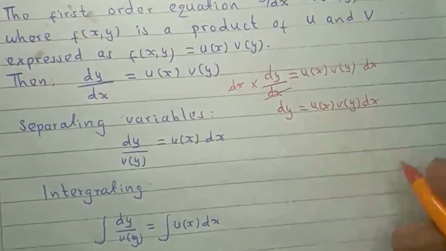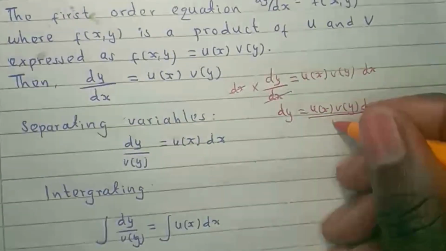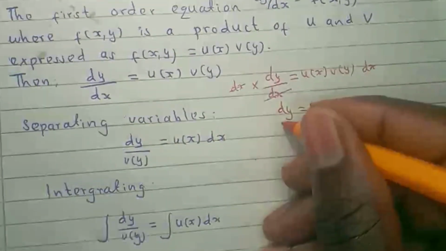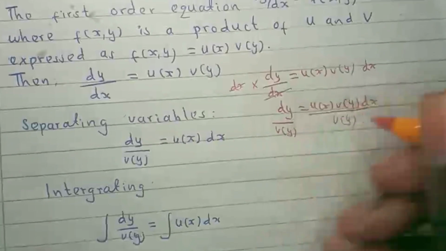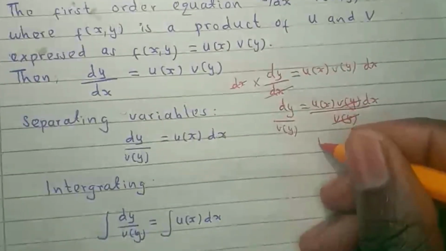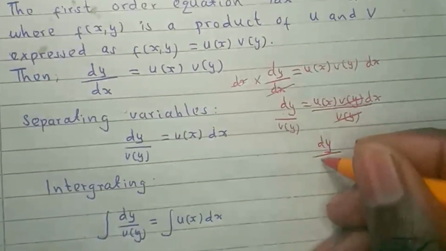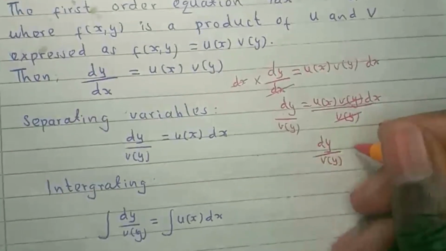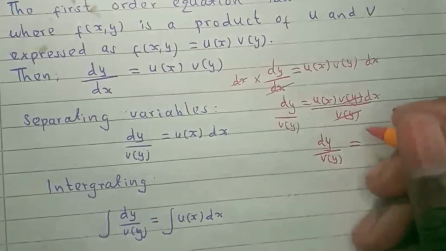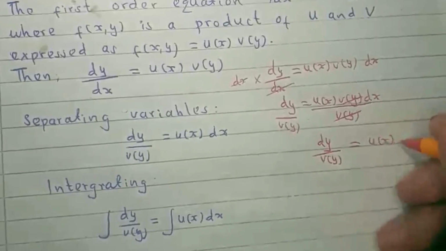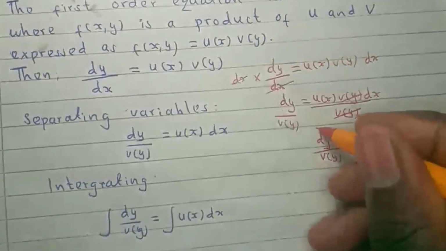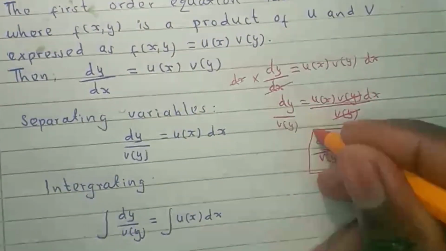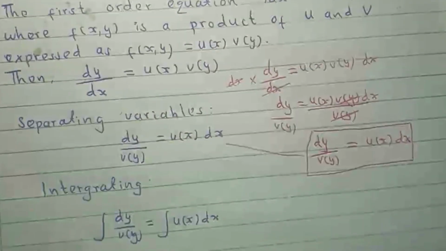Now we are supposed to remove v of y. To remove v of y, we divide both sides by v of y. V of y now cancels. Now we remain with dy all over v of y equals u of x dx. As you can see, this is what we have here after separating the variables.